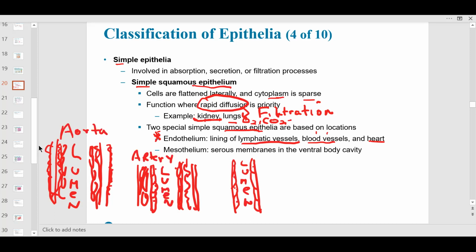So in the lung sacs, the alveoli are here, right? So this is kind of like what an alveolar sac looks like. Each one of these is alveoli. So the air comes in from the lungs. Of course, this is not drawn to scale.